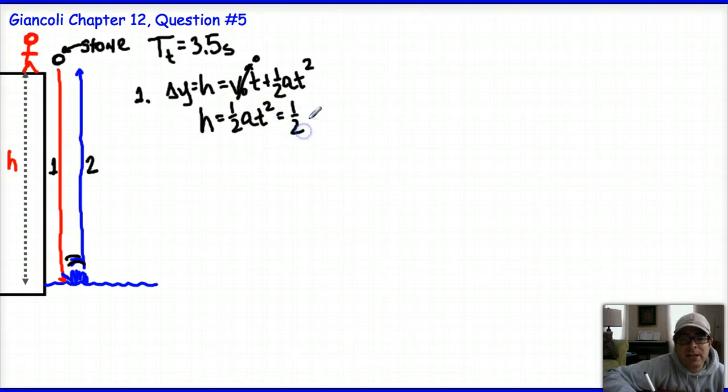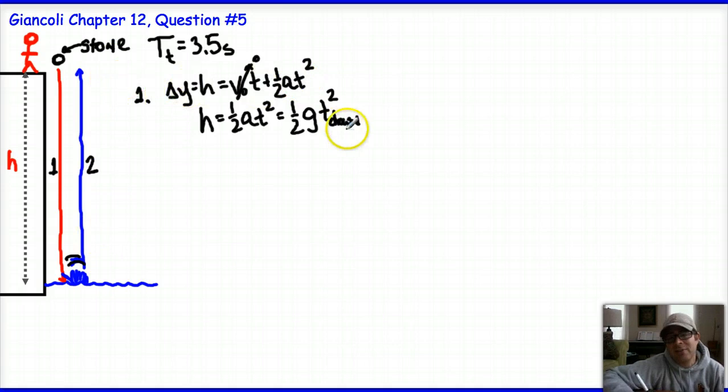I also need to make some adjustments to this. The first one that I'm going to make is change a to g. This is gravitational acceleration. I'll deal with the negative sign later. All that's going to do is tell me that h is in the downward direction. And t specifically is the time on the way down, because we'll see in just a second that I'm also going to get time on the way up, and that's a different time, so I don't want to confuse those.